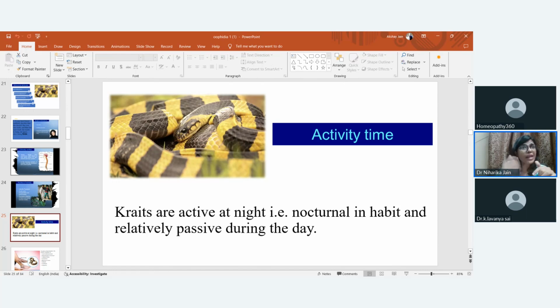So at this point you clear your miasm also. If it is night aggravation, this is syphilitic miasm, or evening to night maybe psychotic-syphilitic, but you understand the remedy also. Which remedy has this kind of particular thing: most active at night, but relatively passive during the daytime.